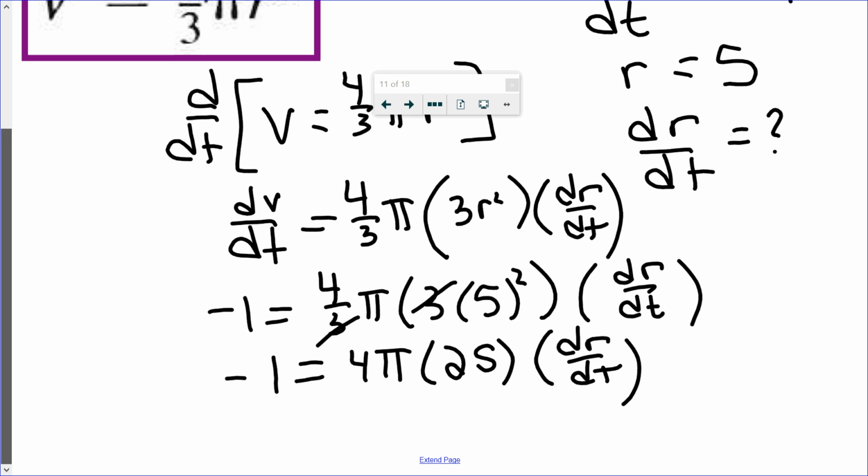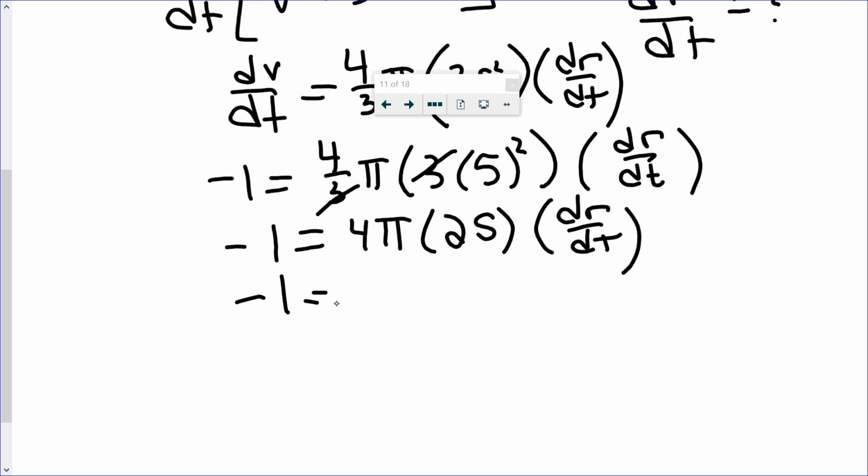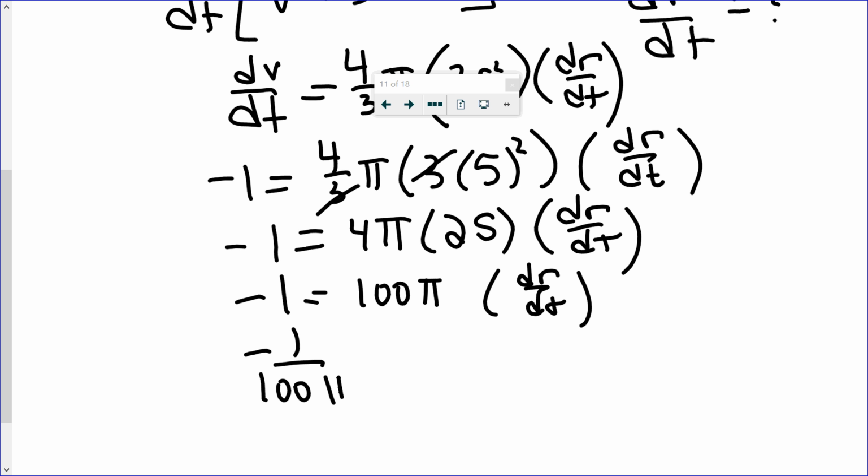One more step here to simplify that before we isolate for our variable. I have -1 equals 4 times 25, which is 100 pi, times dr/dt. To solve for dr/dt, I'm going to divide both sides by 100 pi. So -1 over 100 pi is equal to dr/dt.